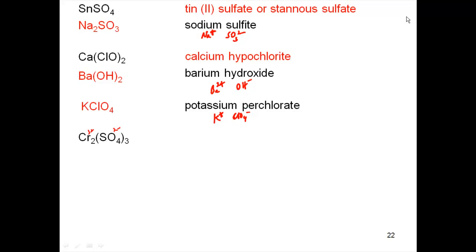So I need to put that in my name, which means I would name this chromium 3, and then name the polyatomic ion, which is sulfate. Remember that Roman numeral 3 is telling me the charge on that metal.